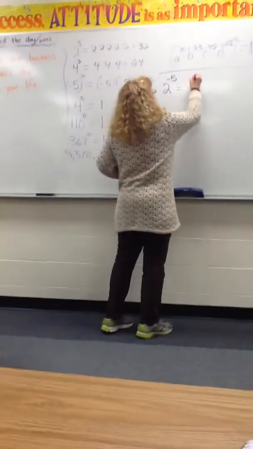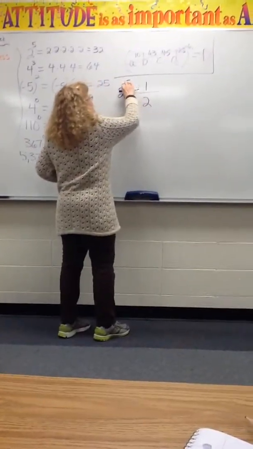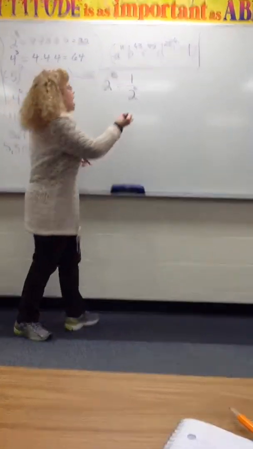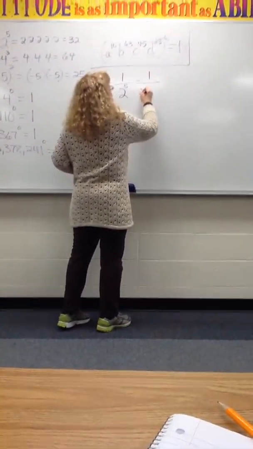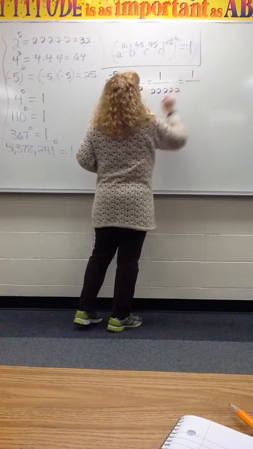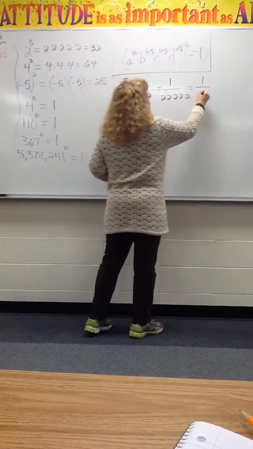I move it to the bottom and make the exponent positive. Now, I'm pretty sure you know how to work that out. In the denominator, it would just be 2, 2, 2, 2, 2. 1 over 32, right?